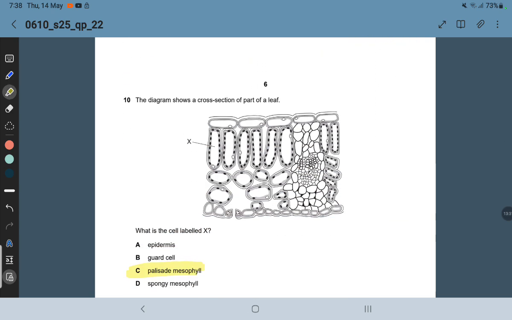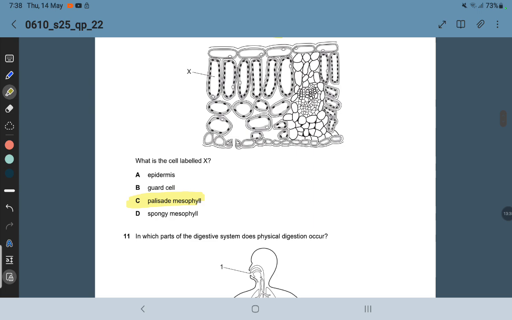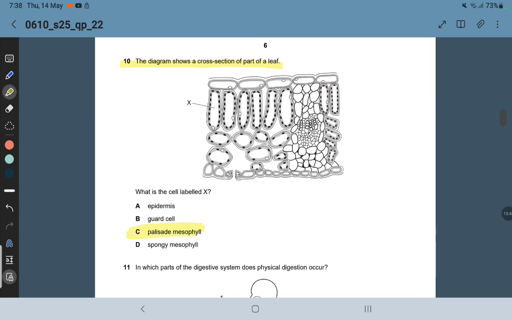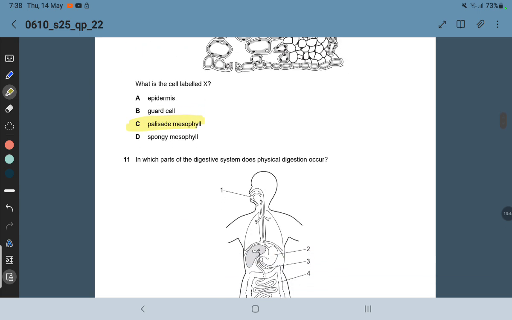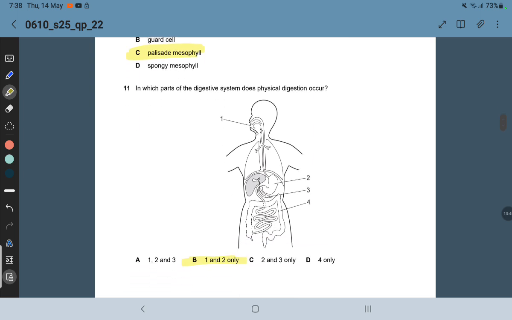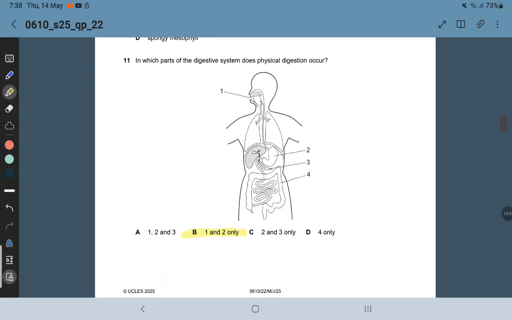Question number 10. The diagram shows a cross section of parts of a leaf. What is the cell labeled X? Well, the cell labeled X is the palisade mesophyll cell, and it's something that is memorizable. It's not something to negotiate about. It's very easy. Number 11, in which part of the digestive system does physical digestion occur?